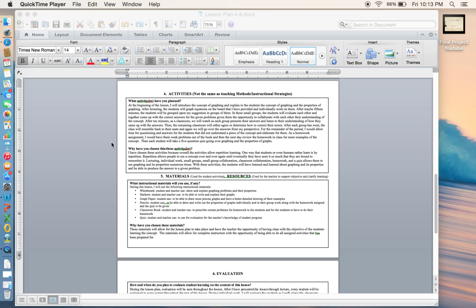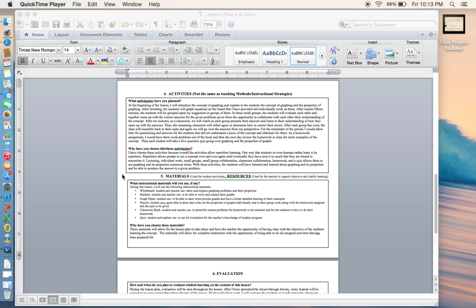So seeing the lecture, individual work, small group collaboration, classroom collaboration, homework, and then a quiz allows them to see graphing and its properties numerous times. So that repetition should help them out a lot in learning this concept, and hopefully it will be a successful student progression. And then it says the materials, resources.